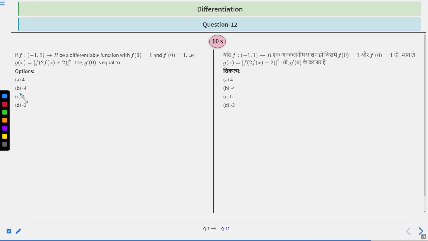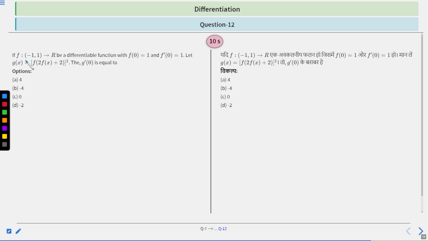Okay, let's move to the next question. Question number 12, which says, if a function f is defined from minus 1 to 1 to R, a differentiable function with f(0) equal to 1 and f dash 0 is equal to 1. Let g(x) is equal to the square of f(2f(x) plus 2). Then we have to find g dash 0 is equal to. Clear?